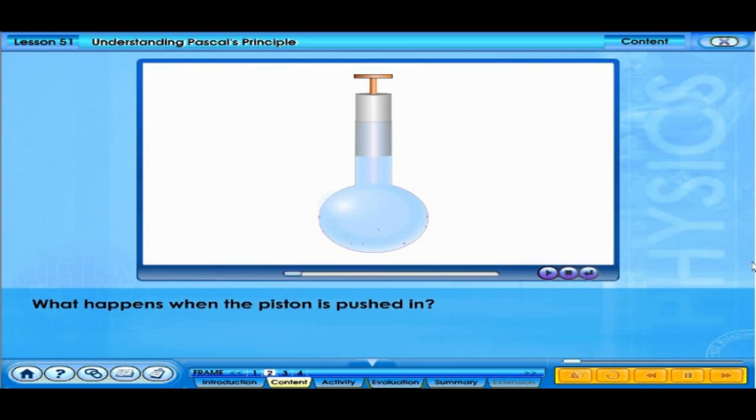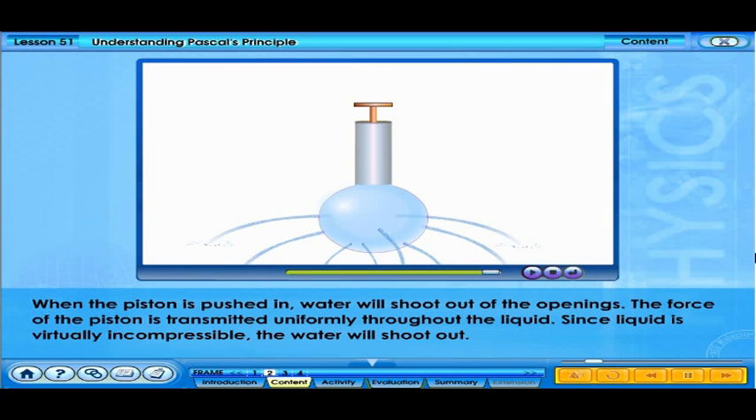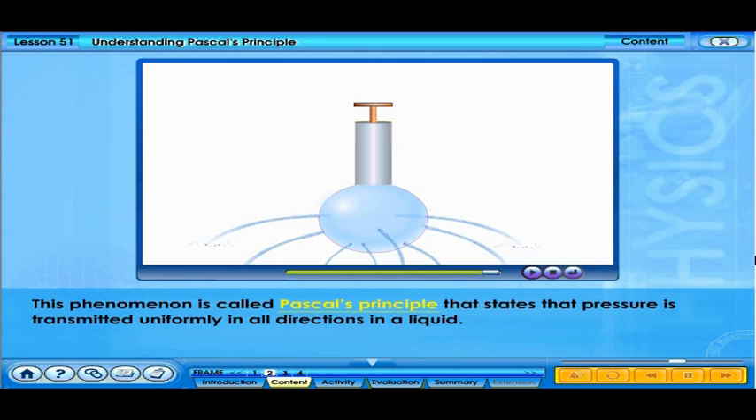What happens when the piston is pushed in? When the piston is pushed in, water will shoot out of the openings. The force of the piston is transmitted uniformly throughout the liquid. Since liquid is virtually incompressible, the water will shoot out. This phenomenon is called Pascal's principle, which states that pressure is transmitted uniformly in all directions in a liquid.